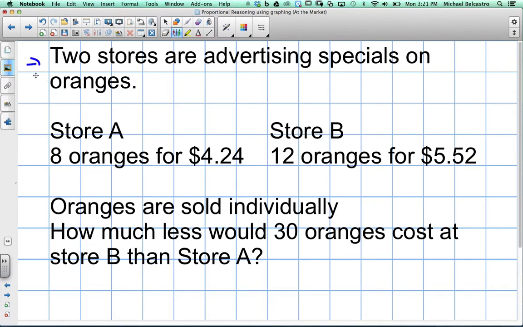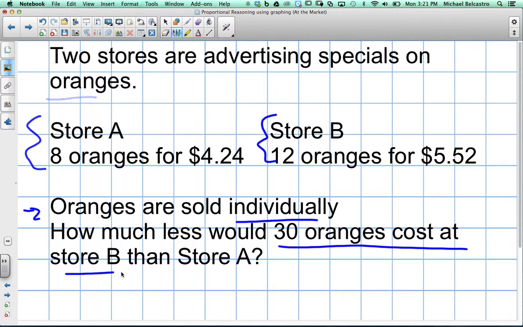This is a very difficult question, so we're going to read through it once and highlight what we think is important after. So two stores are advertising specials on oranges, store A and store B. Oranges are sold individually, which leads us to unit rate. How much less would 30 oranges cost at store B than store A?